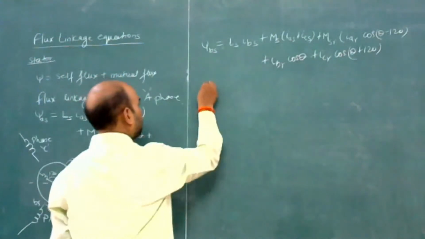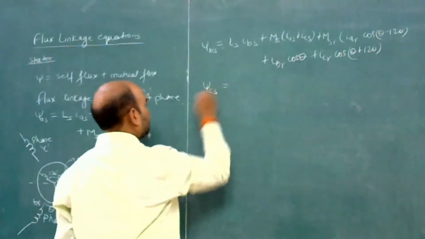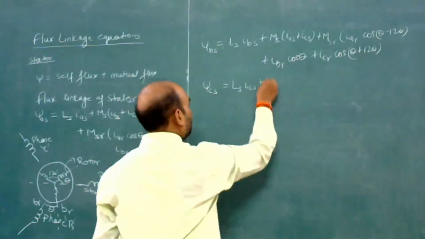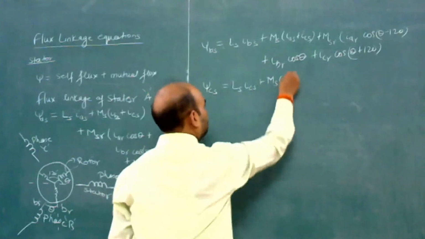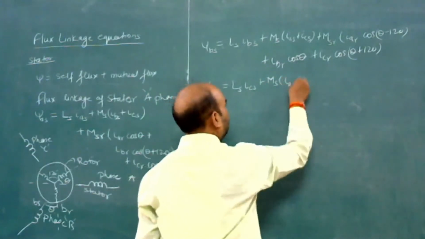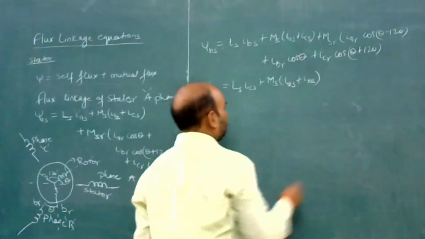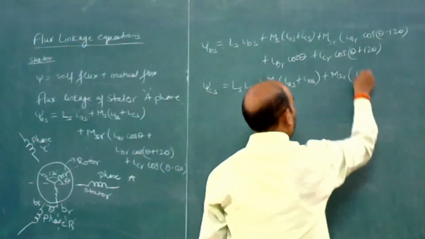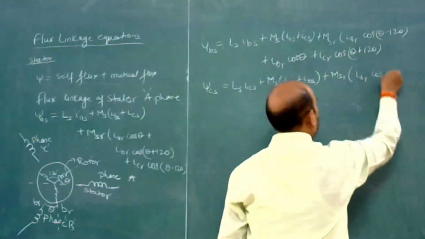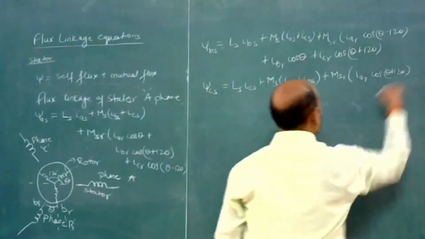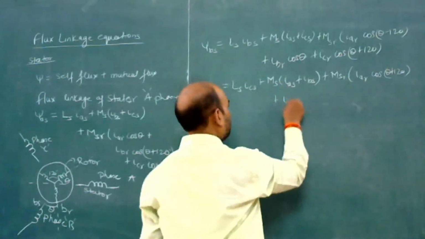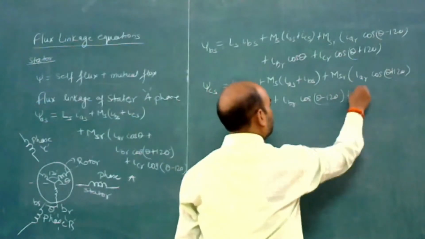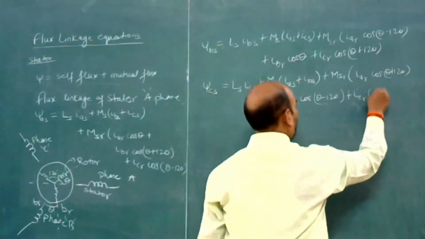Similarly, for flux linkage of C, psi CS will be equal to LS times current ICS, plus MS times IAS plus IBS, plus MSR times IAR cos theta plus 120, plus IBR cos theta minus 120 degrees, plus ICR cos theta.